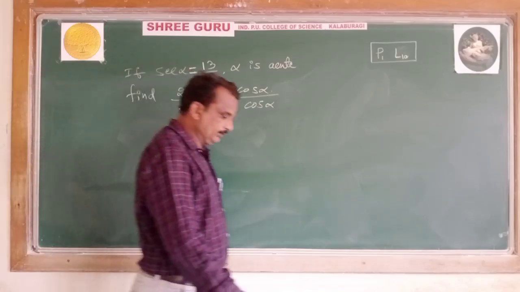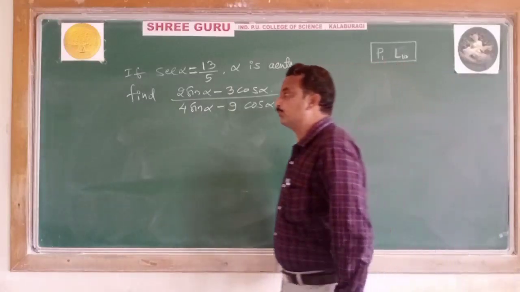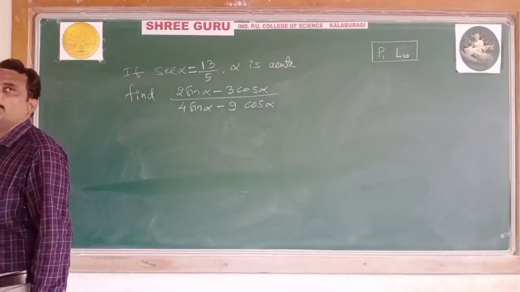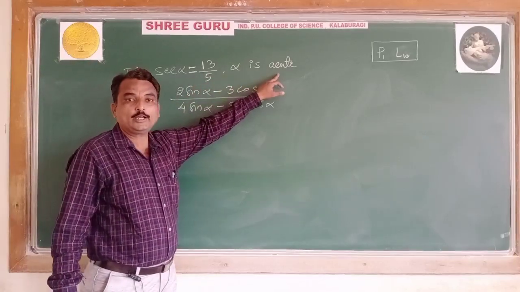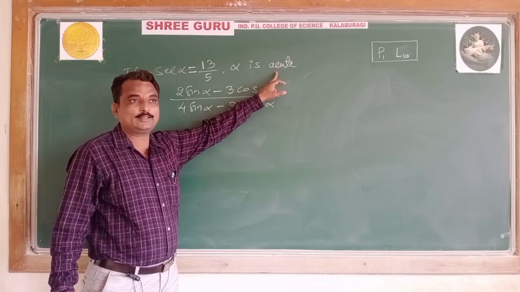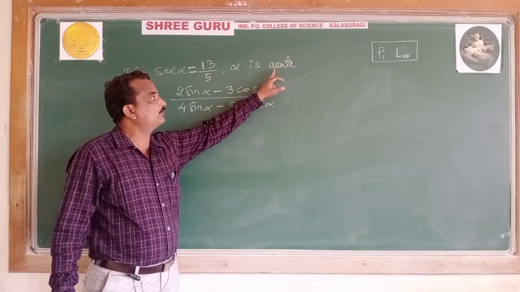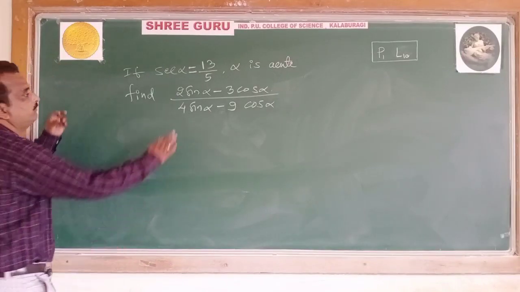Here also, is the position given or not? You should first see whether the position is given or not. Position means in which quadrant the angle lies. Alpha is given as an acute angle. You know acute angle means less than 90 degrees, 0 to 90 degrees, which means first quadrant. Alpha is in the first quadrant.